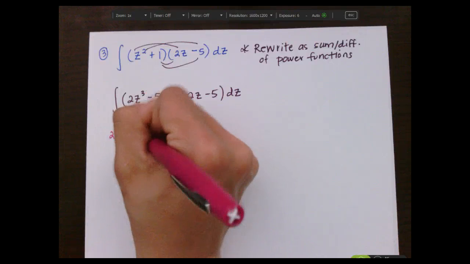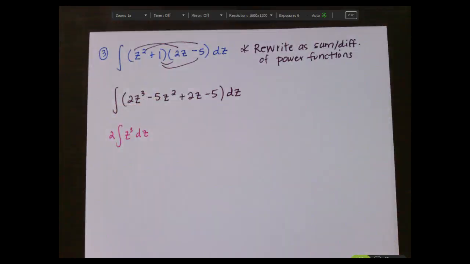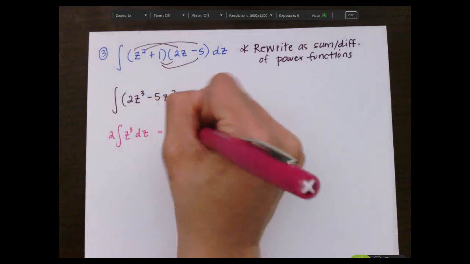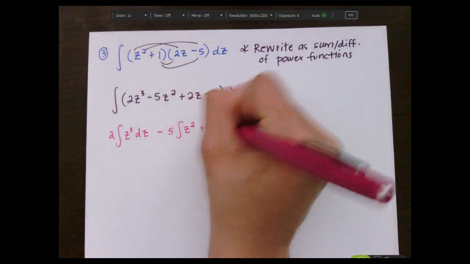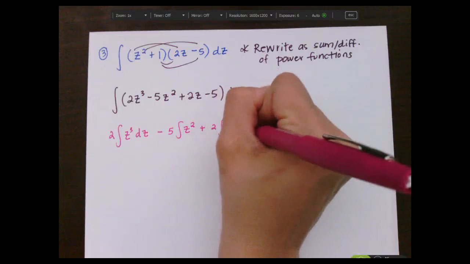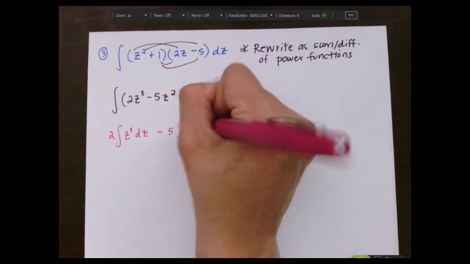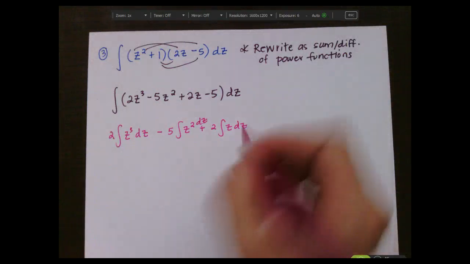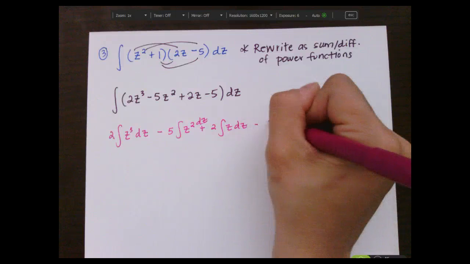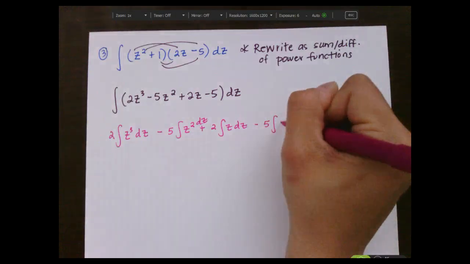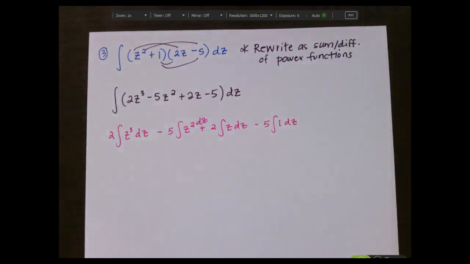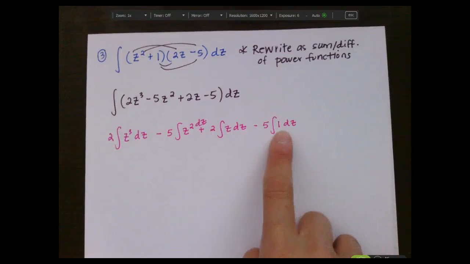So in the first term, I'll pull out the constant multiple of 2. And in the second term, I'll pull out a 5. And in the third term, I'll pull out a 2. Whoops, I forgot my dz here in this last one. That's a common mistake. Just try to watch it, catch yourself. And then in the last one, I'll pull out a 5, which leaves me with a 1 dz. And so in that case, it might be just as easy to leave the 5 in.